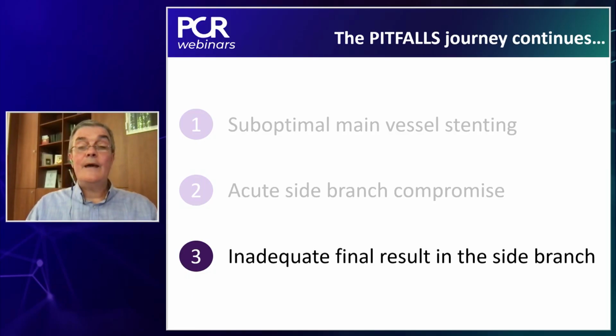And I believe that if we go to the next slide, I left it intentionally. The next webinar will deal with the third pitfall: what to do if after all these efforts, after kissing, we still have an inadequate final result in the side branch. On 22nd of July, we will discuss with Adrian Banning and Francesco Burzotta the tips and tricks in T and TAP.